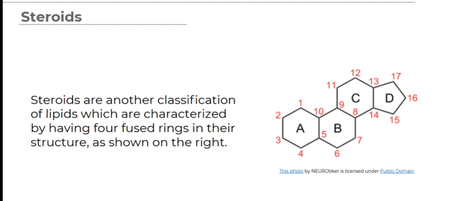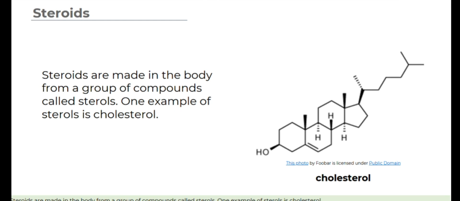Steroids are another classification of lipids, which are characterized by having 4 fused rings in their structure, as shown on the right. Steroids are made in the body from a group of compounds called sterols. One example of sterols is cholesterol.